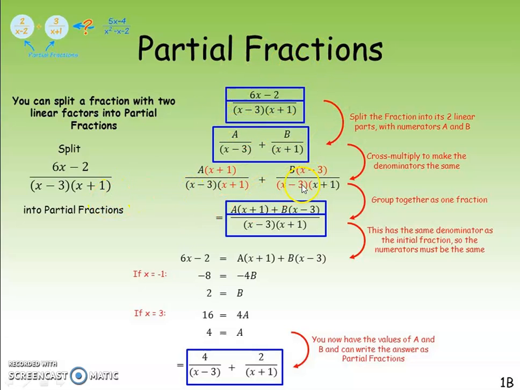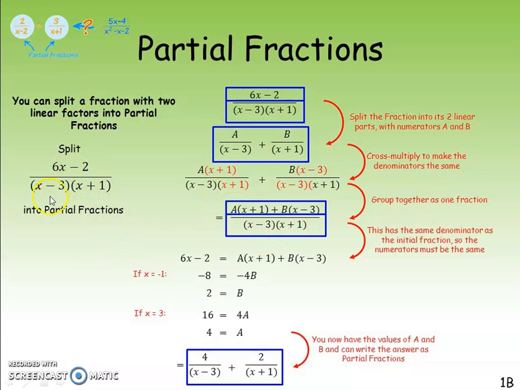We know that we have to group these. We know that a upon c plus b upon c is a plus b upon c. That's why capital A into x plus 1 plus capital B into x minus 3, upon x minus 3 into x plus 1.